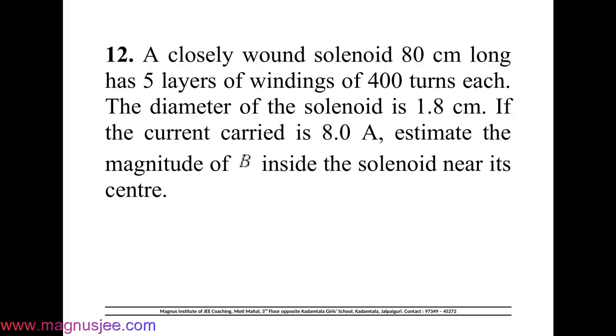Numerical number 12. A closely wound solenoid 80 cm long has 5 layers of windings of 400 turns each. The diameter of the solenoid is 1.8 cm. If the current carried is 8 ampere, estimate the magnitude of B, or magnitude of magnetic flux density, inside the solenoid near its center.